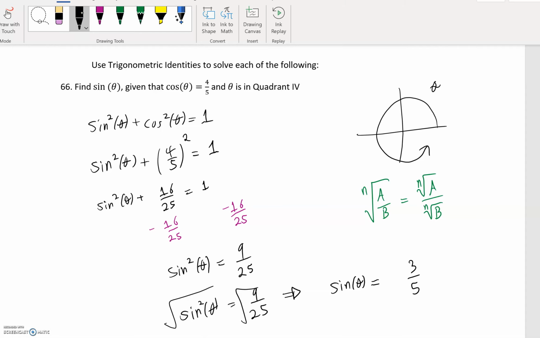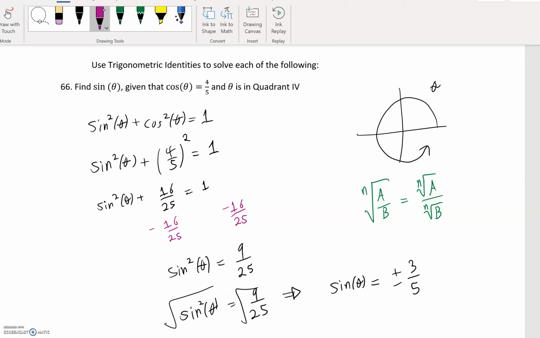We have a problem, though. Sine of theta is a variable. I'm taking the square root of a variable, so I have a plus or minus here. There's two roots. I cannot have both of these answers, though. I can only have one of them. Which one do I choose?